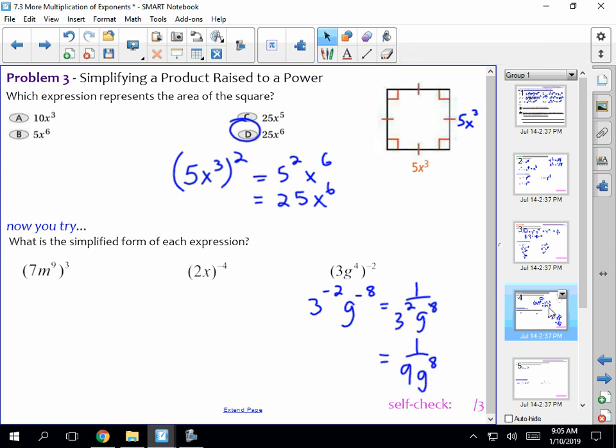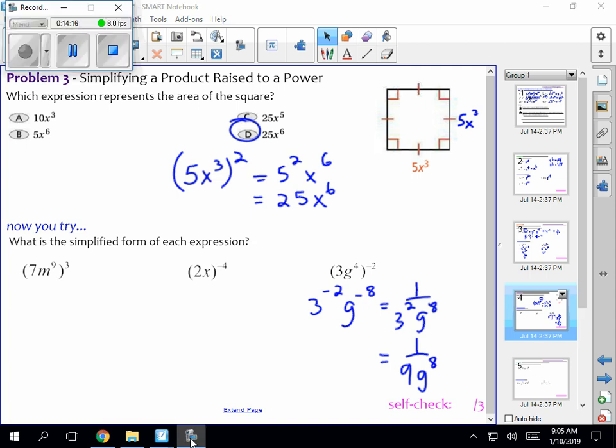So with this as an example, and this as an example, I'd like you to try these two right here. And then we'll put the solutions up. Cool.